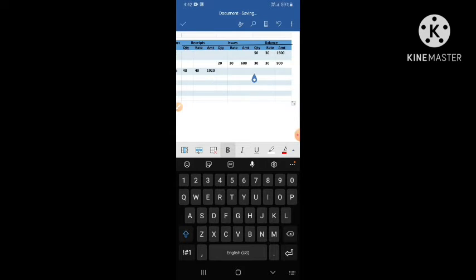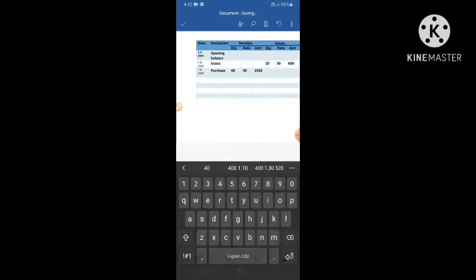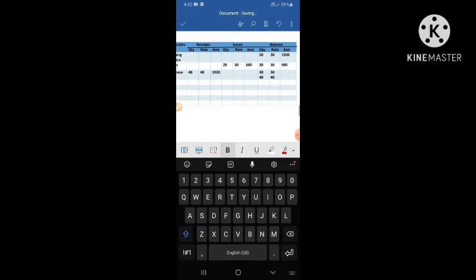So in balance column, we should write the previous balance first, that is 30, next 48. The 30 is at rupees 30 per unit, and the 48 is at 40 per unit. And in amount column, 900 and 1920.